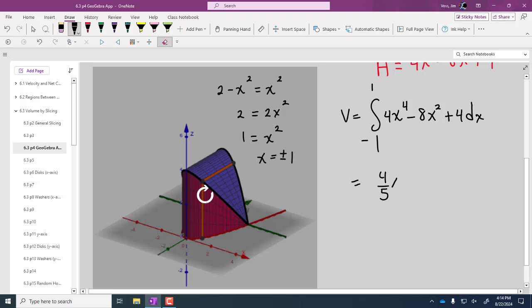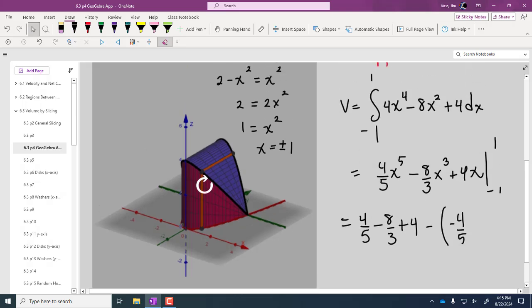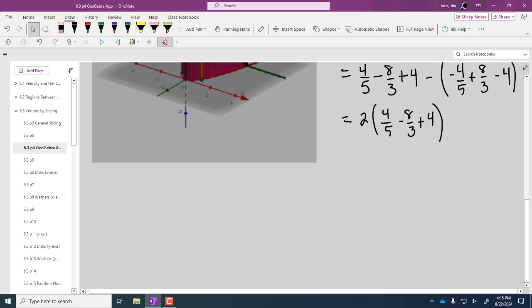And we'll do our quick integration. We get that. So plugging in +1, we're going to get 4/5 minus 8/3 plus 4. Now we're going to subtract off what we get when we plug in -1. So we're going to get -4/5. That's going to be a negative in there, so that's going to be +8/3. That's going to be a -4. And now we're distributing the minus sign here. So everything's going to be doubled, right? So we're going to multiply 2 by all of this. So we are done. We can do this arithmetic at our leisure.